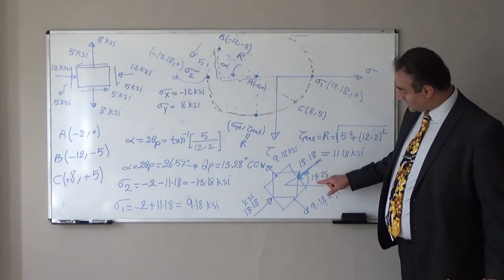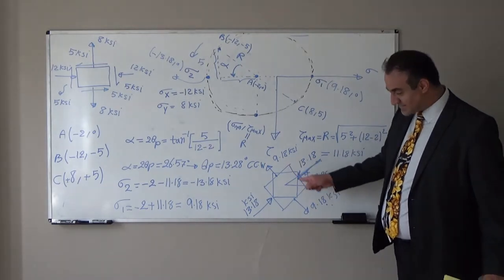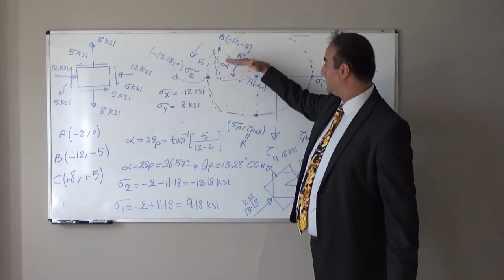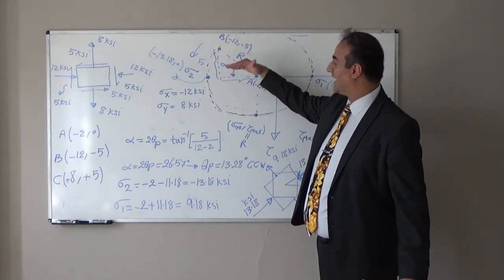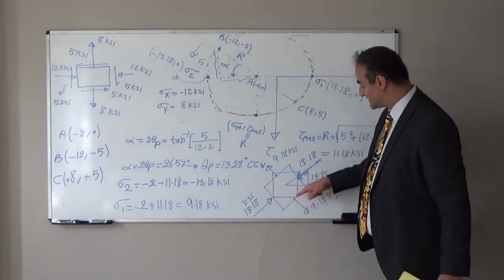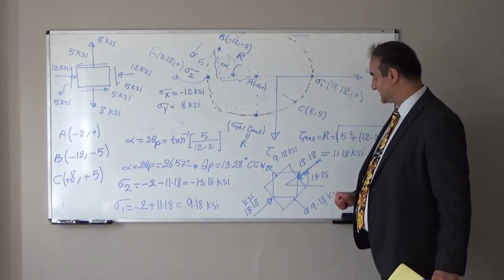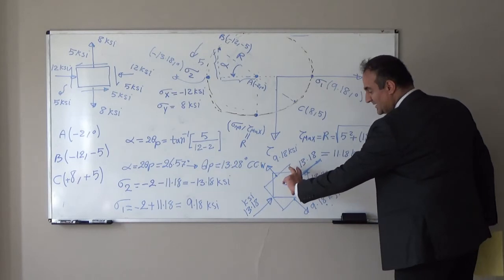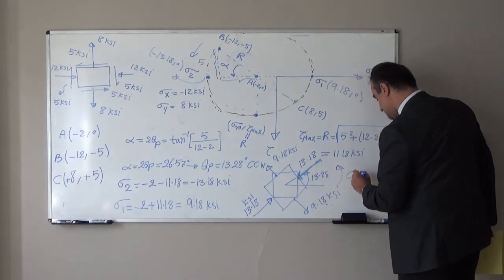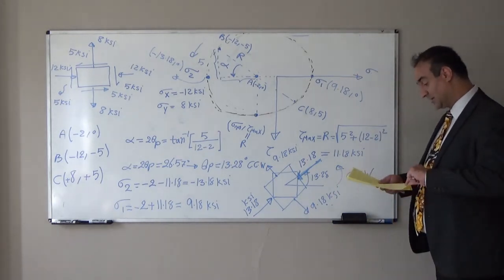If we rotate 13.28, in that case this face will be towards the minimum stress. We are rotating alpha on the Mohr circle, half of that we should rotate the element, and this face will be towards the maximum tensile stress, and so we should rotate the element 13.28 degrees counterclockwise. This is about normal stress.